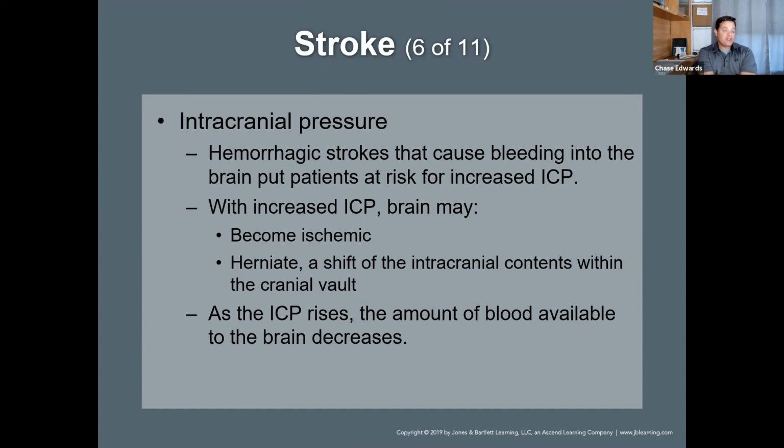All right, so intracranial pressure, or ICP. Hemorrhagic strokes that cause bleeding into the brain put patients at risk for an increased ICP. Three substances fill the cranial vault: brain, blood, and cerebrospinal fluid. With increased ICP, the brain may become ischemic due to the lack of blood. It'll herniate. As the ICP rises, the amount of blood available to the brain decreases. Cerebral perfusion pressure, the pressure of blood within the cranial vault, begins to fall.